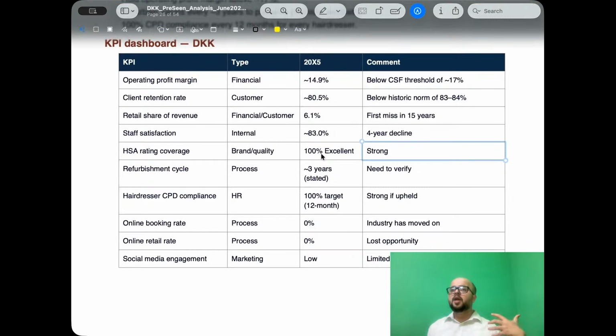if you continue with the 12-month CPD compliance. The online booking rate, which is a process, you don't really have that. The industry has moved on. Online retail, you are not doing, so that is a lost opportunity for you. Social media engagement on the marketing front is low in 20x5, with limited progress. The company has admitted that, and it will need a revival package to tackle online booking, online retail, and social media engagement.